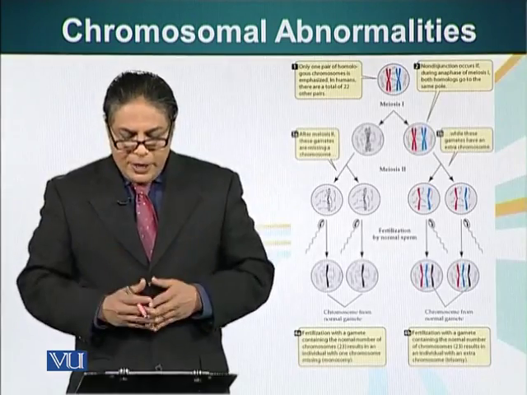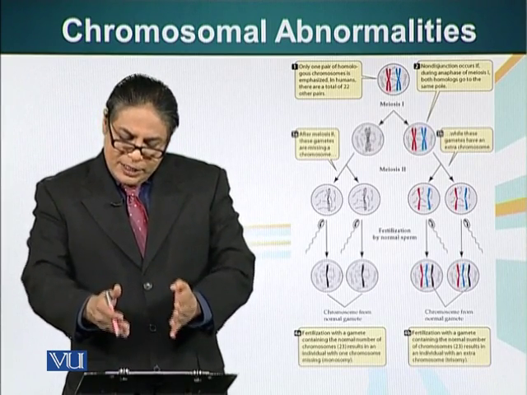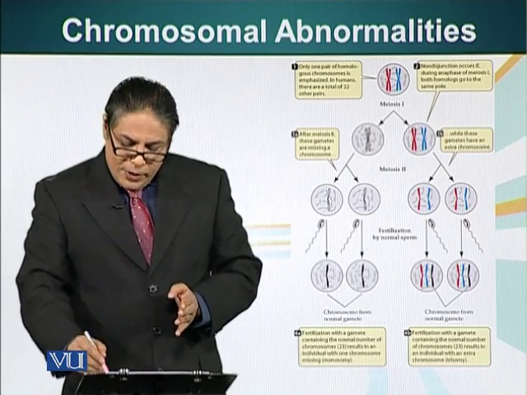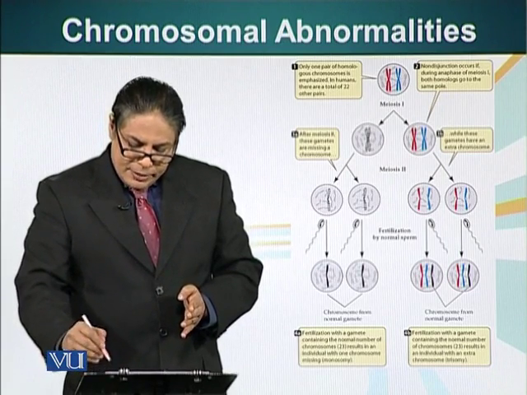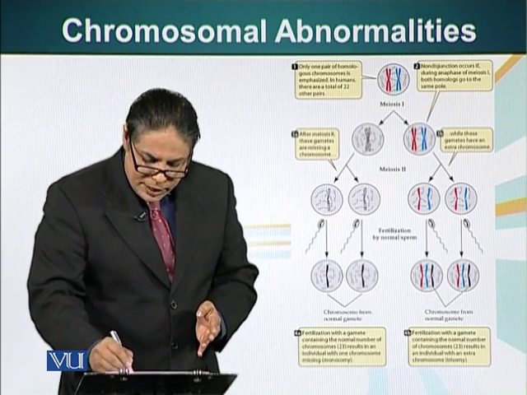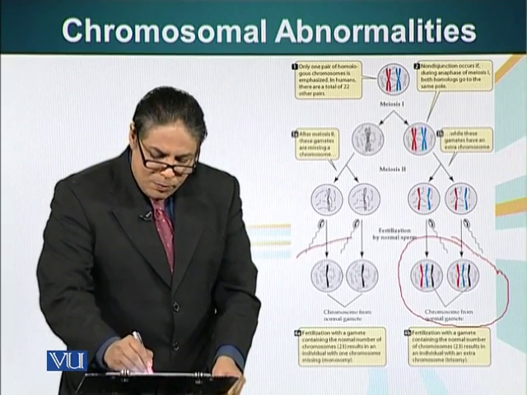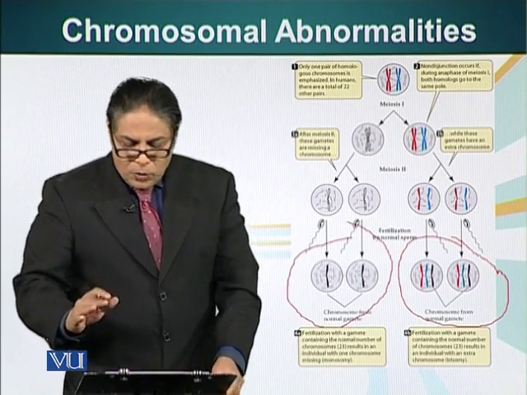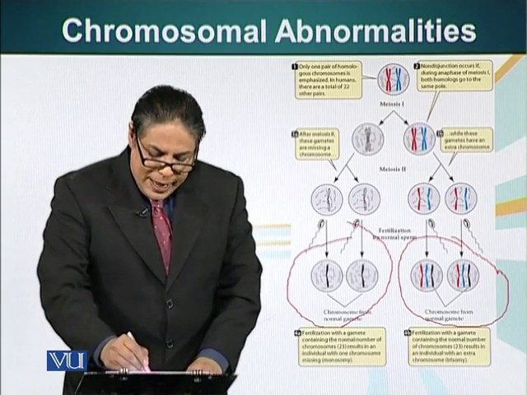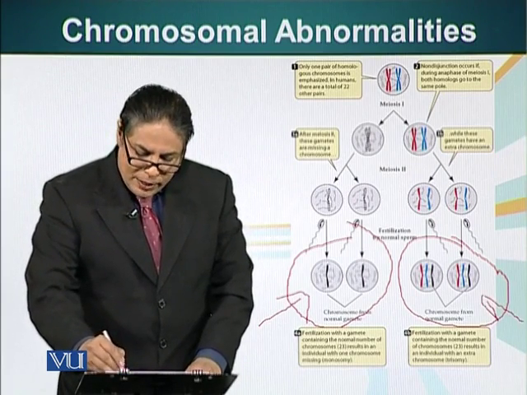I would just like to remind you again, here's the meiosis in which there is non-disjunction, and you can see that two gametes have an extra chromosome, and these gametes have one less chromosome. So this is a type of aneuploidy. This would be 2n minus 1, and this would be 2n plus 1.